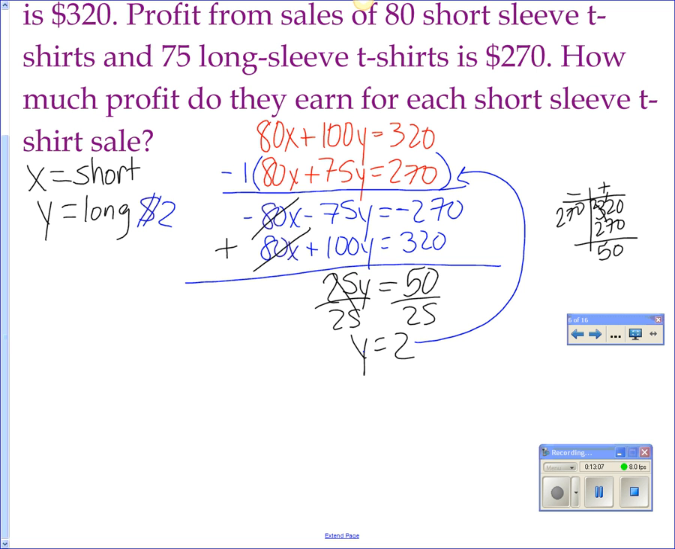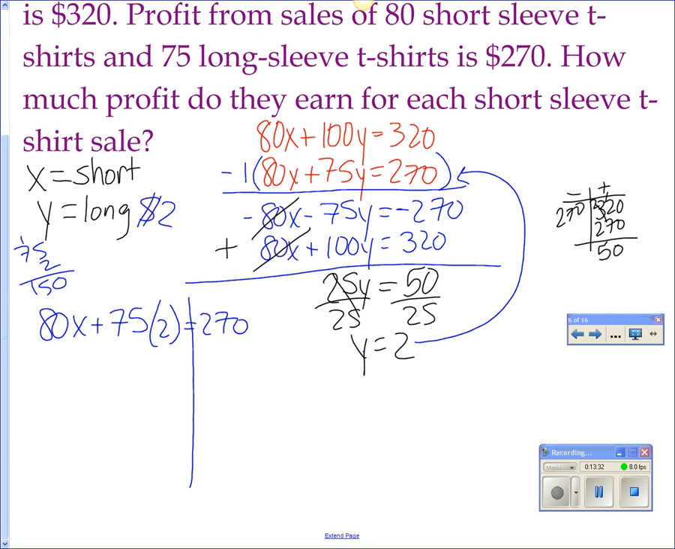All right, so 80x, you got this, you can do it, plus 75. Do I know what Y is? It's 2 equals 270. All right, 75 times 2, go to the side of your paper and do it if you need to. 5 times 2 is 10, 14, 15. You get 150 right there. You get 150.